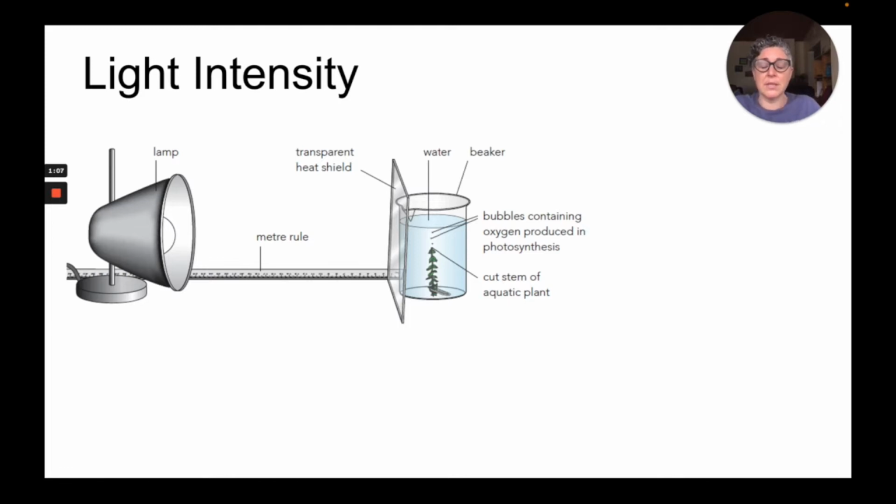And to do this in the laboratory, we set up a situation with a lamp and we set the lamp at various distances from a plant. Now what we do is we use an aquatic plant, so that way it is submerged underwater and we can then see the bubbles that are produced from the photosynthesis that the plant is doing. Basically, we would count bubbles in this particular instance. So let's take a look.